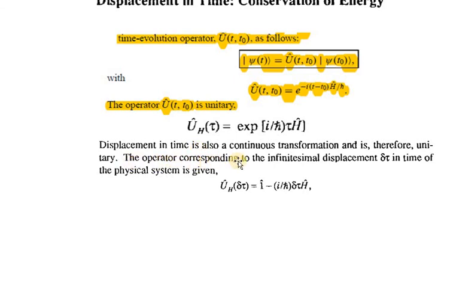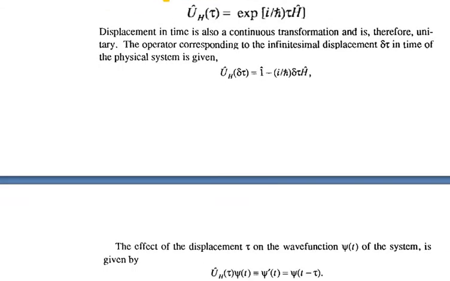The operator corresponding to the infinitesimal displacement delta tau in time of the physical system is given by U of delta tau equal to, expanding, 1 minus i by h cross delta tau H, where higher terms we neglected. We just need to expand e power x.